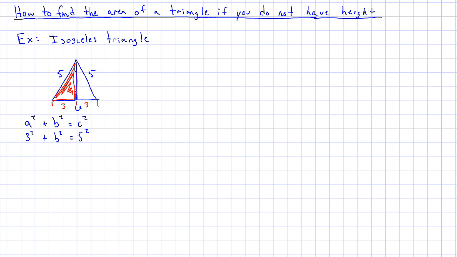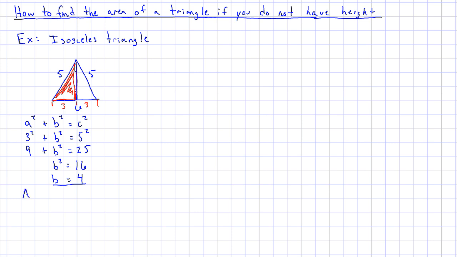So we end up with 9 plus b squared equals 25. I will subtract 9 from both sides and get b squared equals 16. And then when I take the square root, I will have b equals 4. Technically, it's plus or minus 4, but because we're dealing with lengths, which are positive distances, we will go with a positive value. So I know now what that height is. I found that missing height, and then I can apply my area formula.